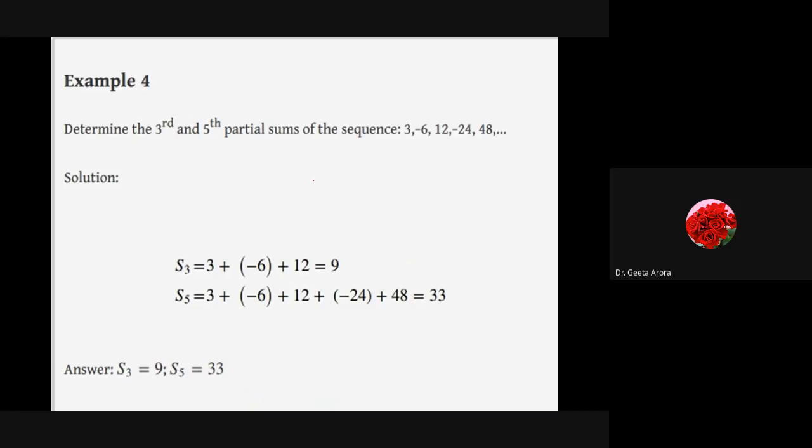Correct? One more question we have discussed is that we have to find the third and fifth partial sum of the sequence, which is a given infinite sequence.